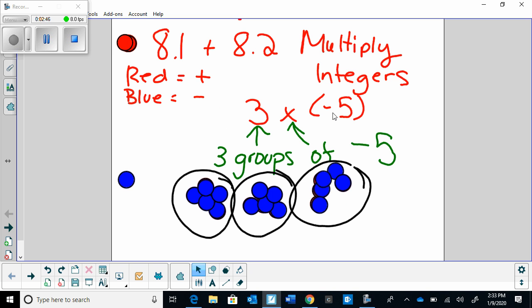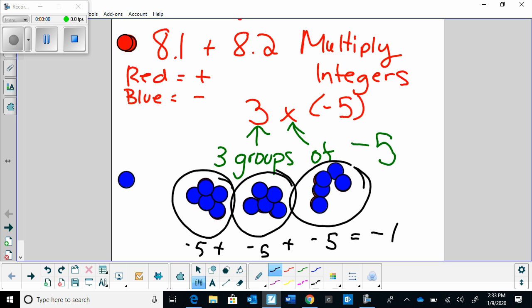Now when we look at this diagram, we have 1 group of negative 5. So this is negative 5, this is negative 5, and this is negative 5. We also said that we can do addition statements this way: negative 5 plus negative 5 plus negative 5. That's going to give me negative 15 squares. So positive times negative gave us a negative answer.